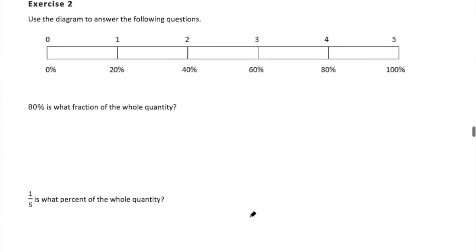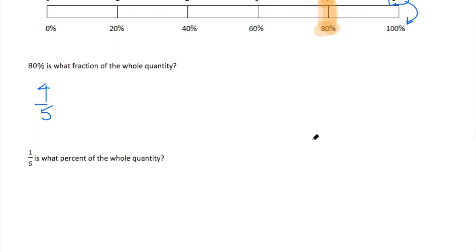All right, here our tape diagram is given. And it says 80% is what fraction of the whole. So 80% here matches up with 4, but 4 is not our answer because 4 is not the whole. Since 5 is matched up with 100 here, 5 is our whole, so we have 4 out of 5. Okay, so 4 out of 5 is our 80%. Similarly, that 1 there represents 1/5. So that 1 does match up with the 20%, and so 1/5 of the whole is 20%.